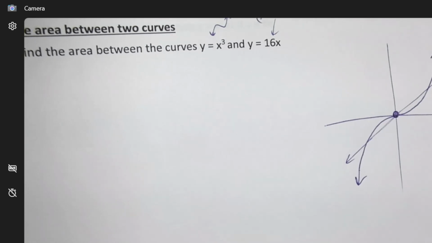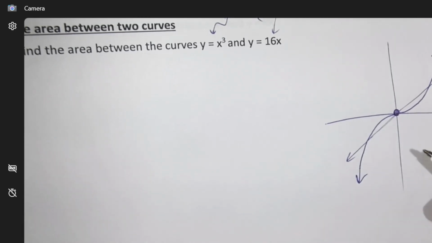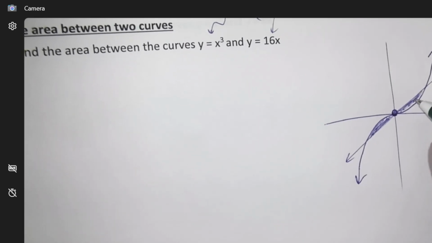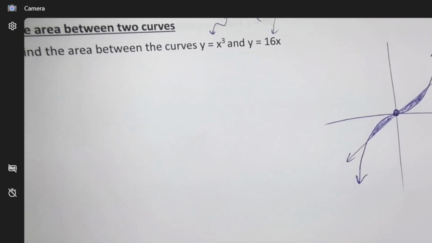So it makes a line. So this is what you're doing. You're figuring out the area between them. So this and this, you're trying to figure out how much area is stuck between them.